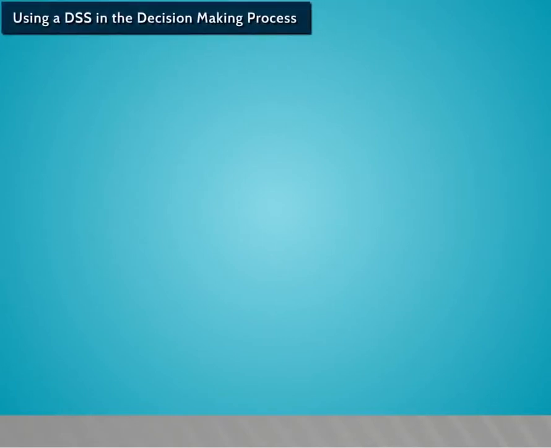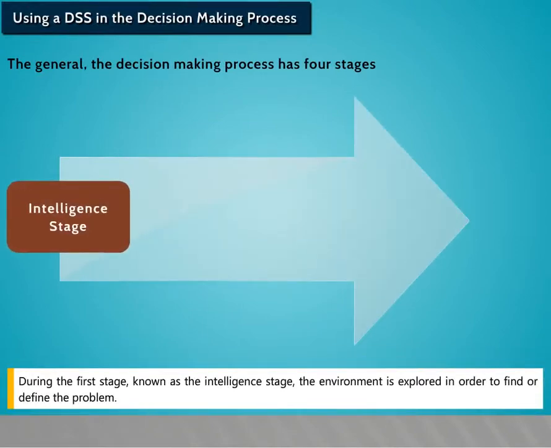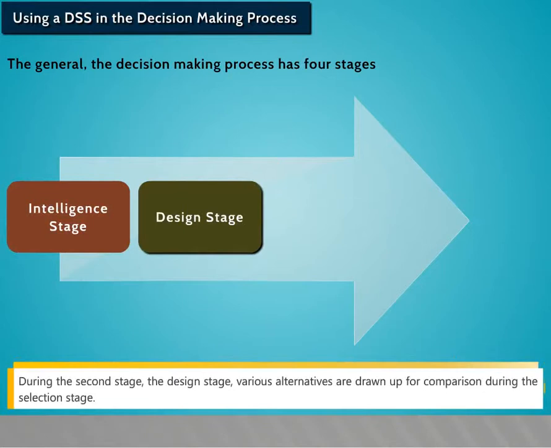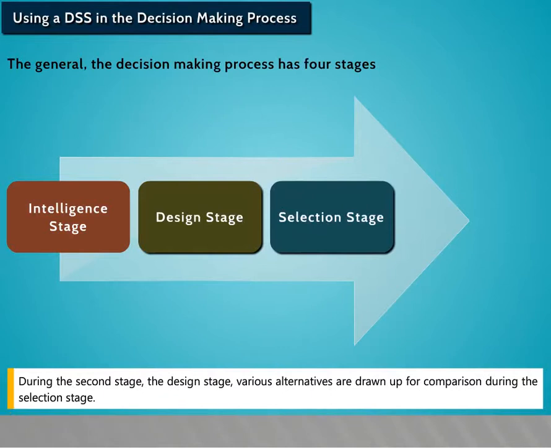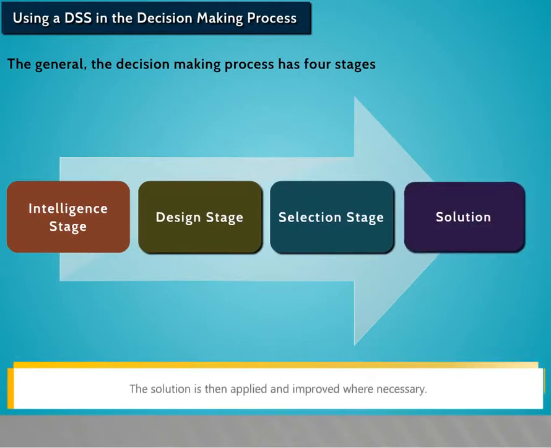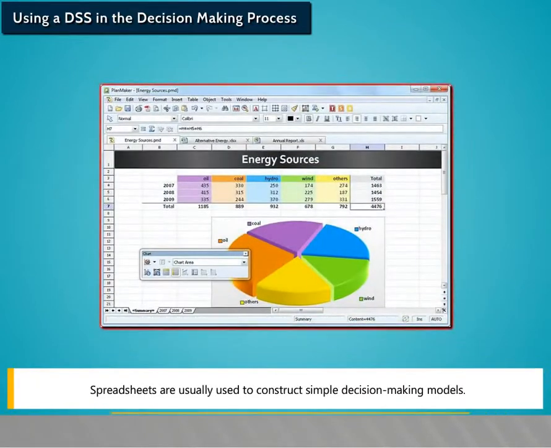Using a DSS in the decision-making process. The decision-making process has 4 stages. During the first stage, known as the intelligence stage, the environment is explored in order to find or define the problem. During the second stage, the design stage, various alternatives are drawn up for comparison during the selection stage. The solution is then applied and improved where necessary. Spreadsheets are usually used to construct simple decision-making models.